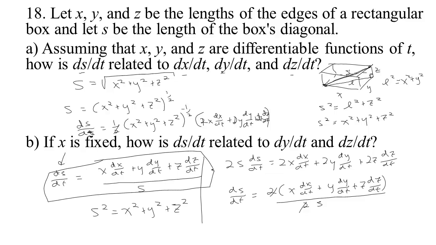Now the question they ask is, what if x is fixed? Then how is ds/dt related to the other two rates of change? Of course, if x is fixed, then dx/dt is 0. So we have that ds/dt is equal to y dy/dt plus z dz/dt all over s.